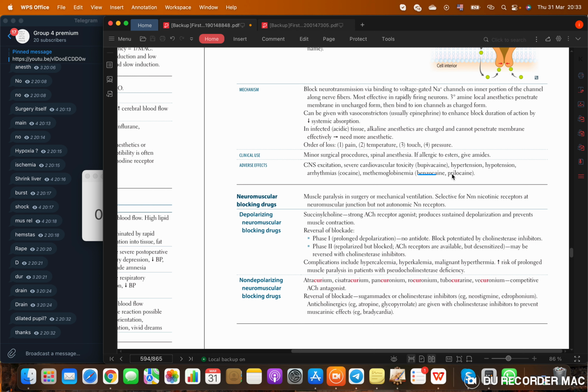It's methemoglobinemia. Okay? How to treat it? To treat it, you need two medications: vitamin C and methylene blue. Okay? Methylene blue and vitamin C.